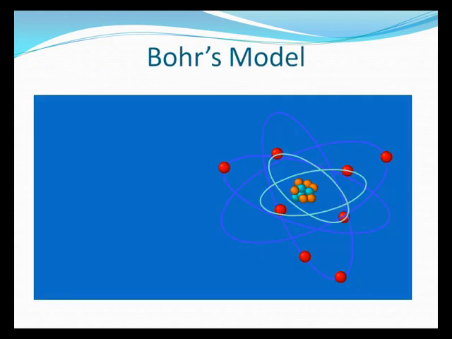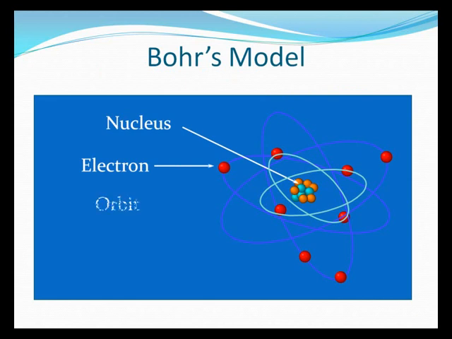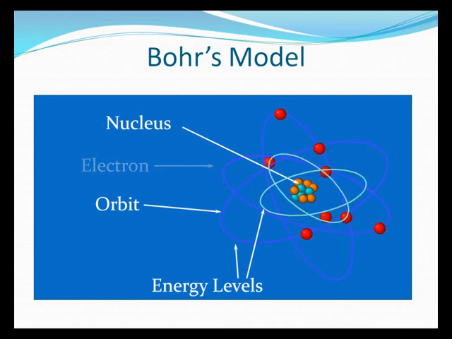Bohr's model is the model that you probably came up with through elementary and middle school. We have a nucleus in the middle, containing the protons and the neutrons. The electrons are on the outside, and they are in orbits in Bohr's model. And there are many orbits, and those orbits also correspond to what are called energy levels. And the electrons are in constant motion. And that is the Bohr model of the atom.